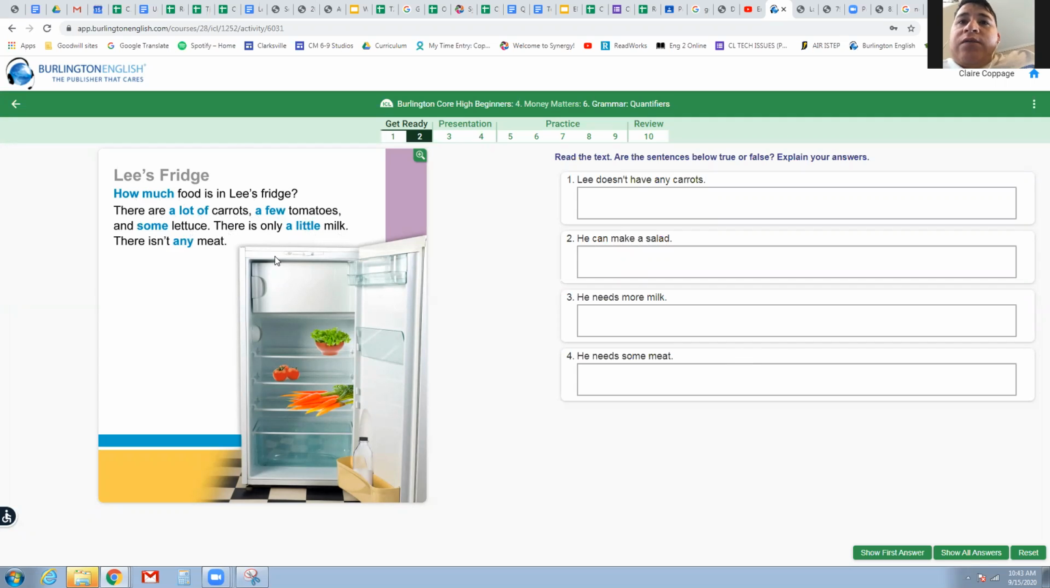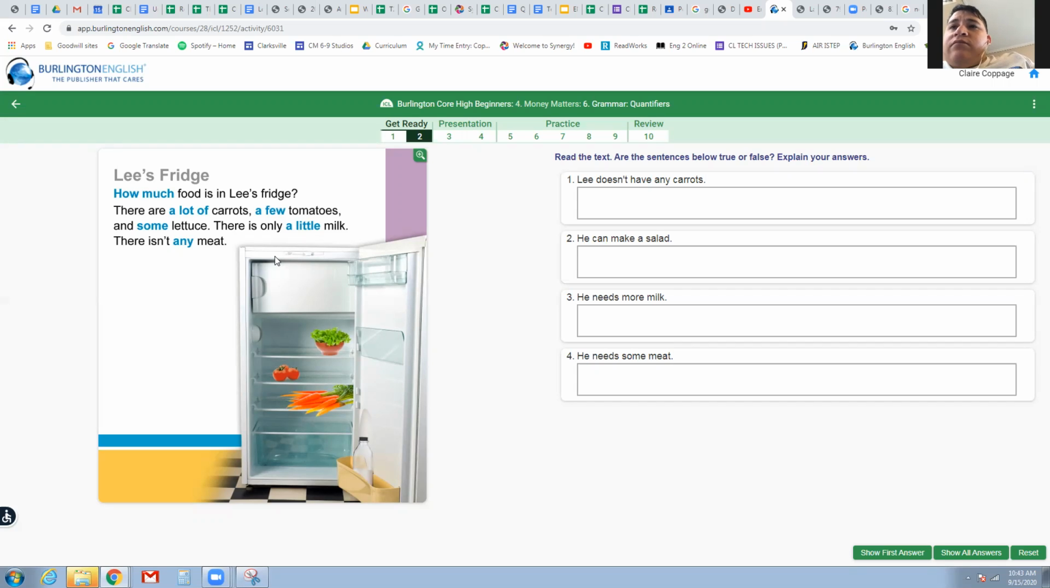How much food is in Lee's fridge? There's a lot of carrot and few tomatoes and some lettuce. There's only a little milk. There's not any meat. Good, good.